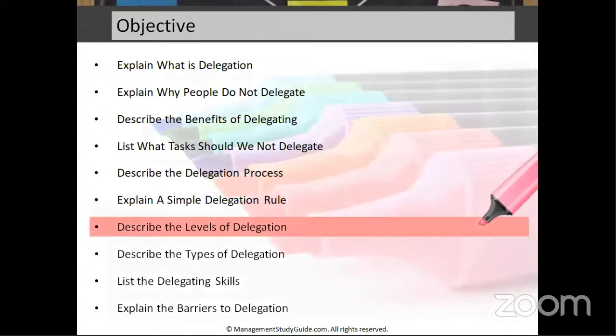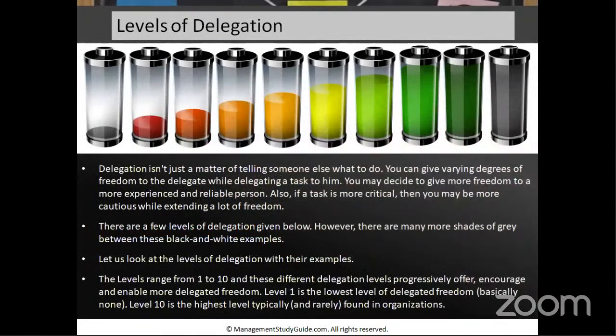Now, looking at these levels of delegation, delegation isn't just a matter of telling someone else what to do. You can give varying degrees of freedom to the delegate while delegating a task to him or her. You may decide to give more freedom to a more experienced and reliable person. Also, if a task is more critical, then you may be more courteous while extending a lot of freedom. There are a few levels of delegation given below. However, there are many more shades of gray between these black and white examples.